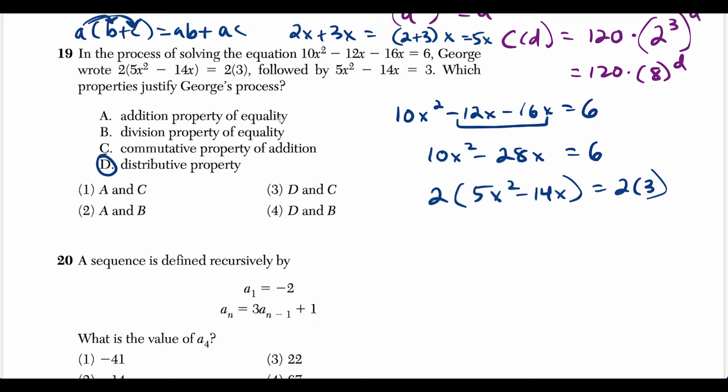And then the next thing George does is notice that there's no more factor of 2. So he essentially just divides both sides by the same term here, and that leaves you with 5x squared minus 14x equals 3. So he divided both sides by the same thing, so we could call that the division property of equality. So he uses D and then B, so this matches with choice 4.